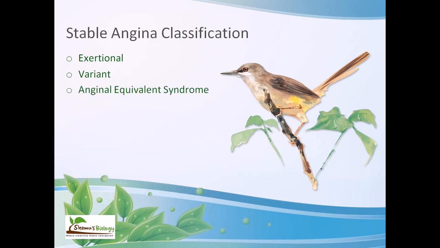Now, third kind is anginal equivalent syndrome. In this case, patients normally experience exertional dyspnea rather than exertional chest pain. It is caused by exercise-induced left ventricular dysfunction. Normally, left ventricular dysfunction is the major cause of anginal equivalent syndrome. This is not exactly angina, that's why it's termed anginal equivalent syndrome, but it is related, and all the symptoms are like angina-type symptoms. People always have more of a dyspnea-like condition than exertional chest pain.